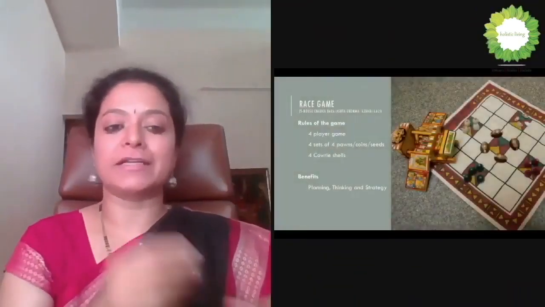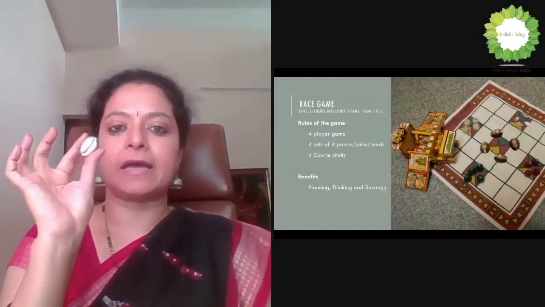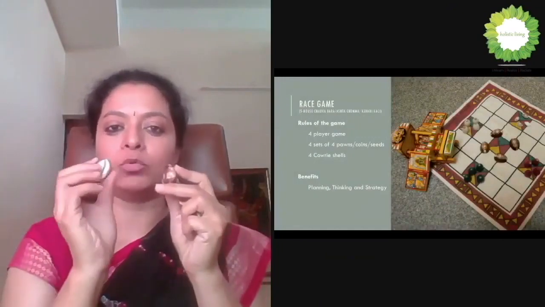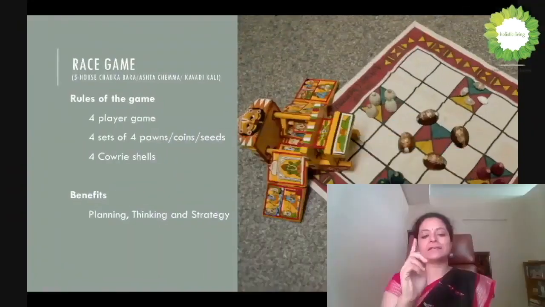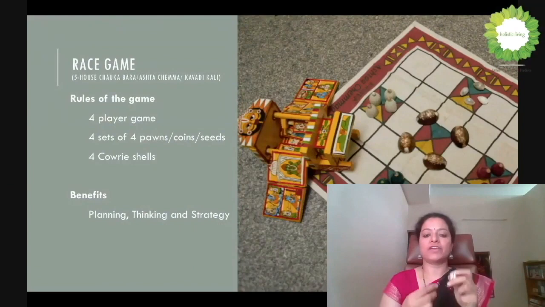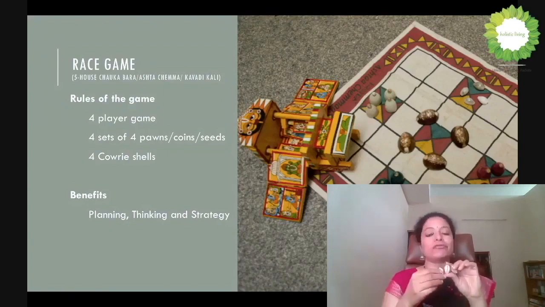And there is something called this. This is our cowrie shells. Okay, 4 cowrie shells are there. Let me go ahead with the rules. Regarding the cowrie shells, suppose one face is up and all the other 3 faces are down like this. Then it is considered as one move. Suppose I have 2 faces up like this, then it's considered as 2 places to move. If it is 3, then it is 3 places to move. If all the 4 cowrie shells are up like this, it is called chauka or 4.